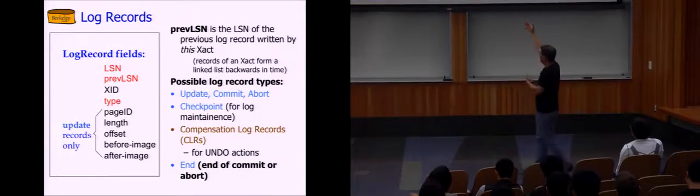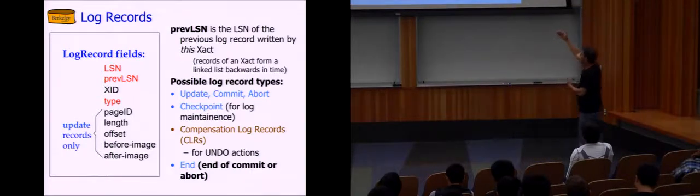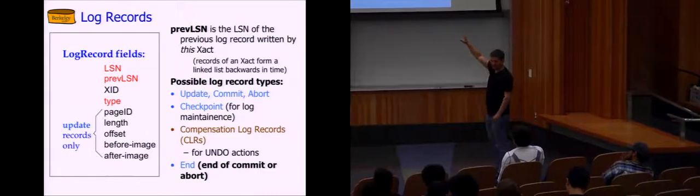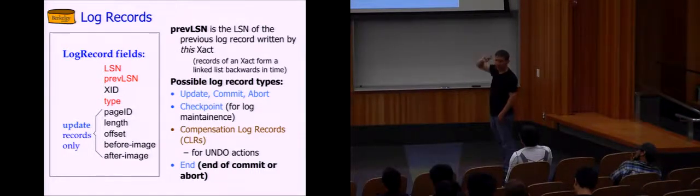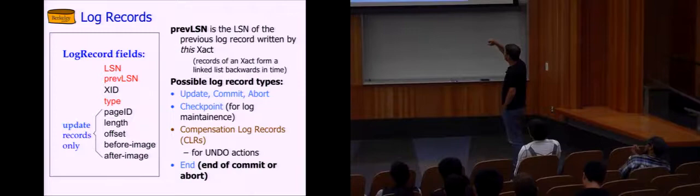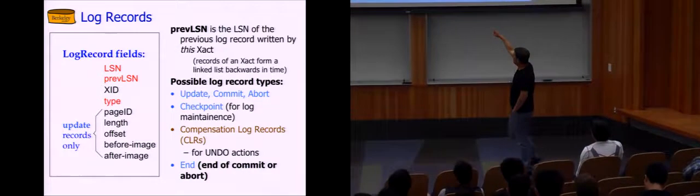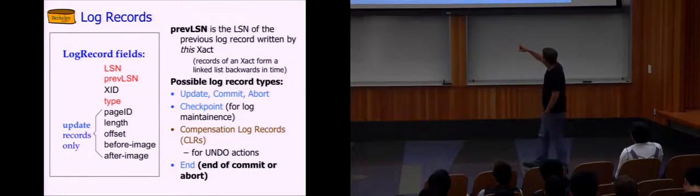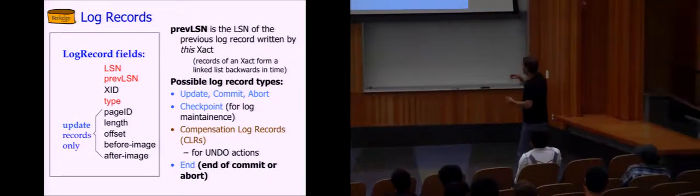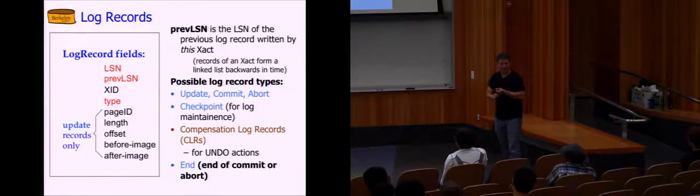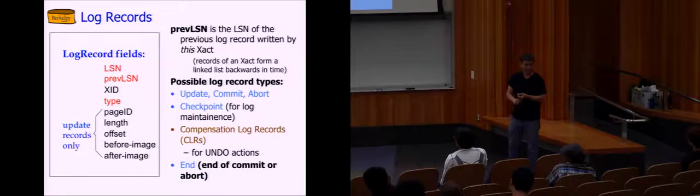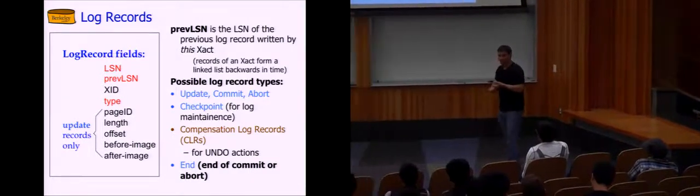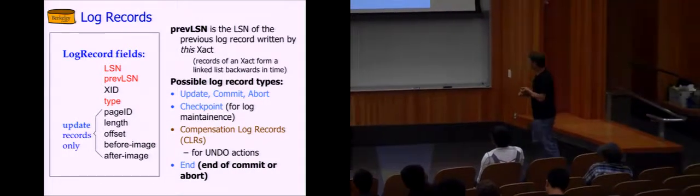The transaction ID, XID, is this transaction's ID. Logs actually will come in one of a few types. The ones we've been looking at so far are update log records, which are the standard log records. But there'll be some extra log records we'll look at in a minute. If it's an update log record, we have the page ID, length, offset, before image, after image. But other kinds of log records we might have are commit, which is just a log record that says this transaction commits. Abort. We're going to have a special kind of log record called checkpoint, which we'll talk about in a bit for log maintenance.